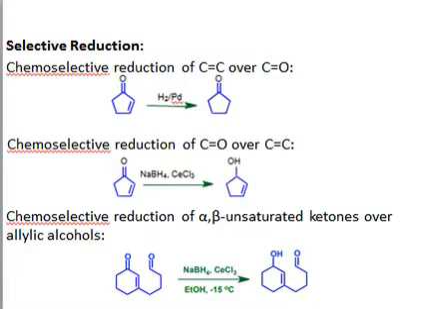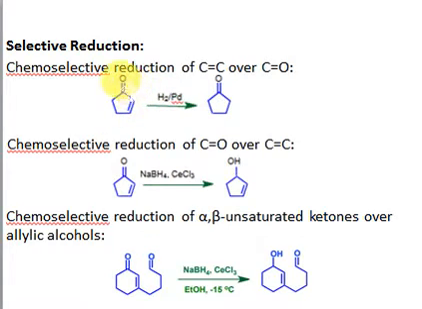So for example, we have selective reduction. This is an example when you have two different functional groups and your reagent will prefer one functional group over another, right? In this specific case, we have two functional groups, a carbonyl group and a carbon-carbon double bond. Both of these groups are unsaturated, which means both can be reduced, right? But here the reagent, hydrogen over palladium, prefers the reduction of the carbon-carbon double bond, right?